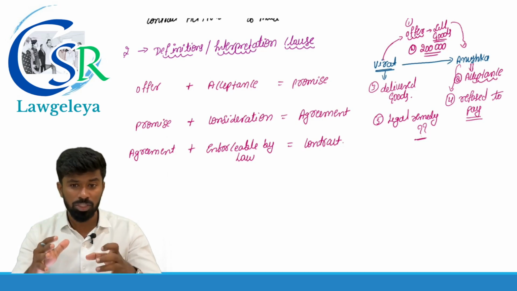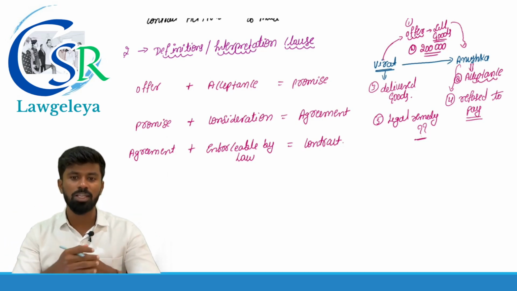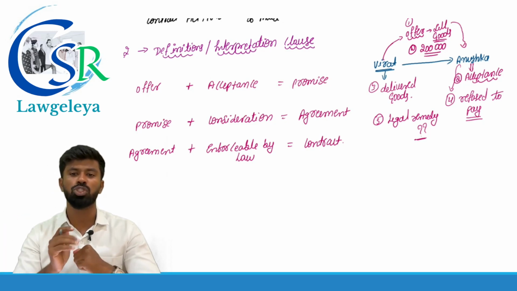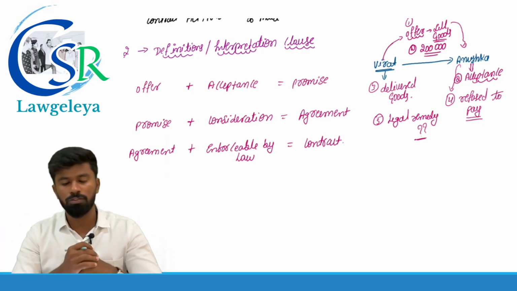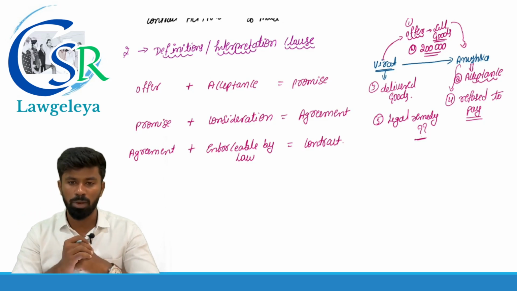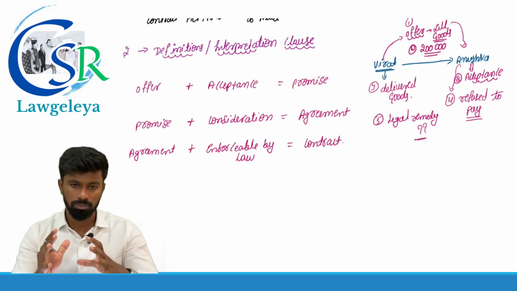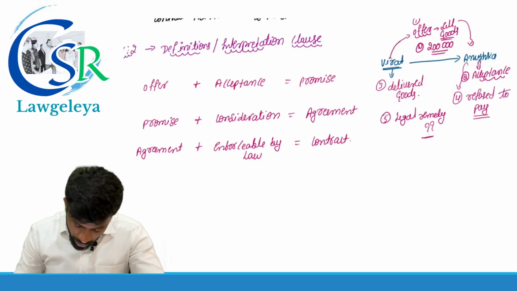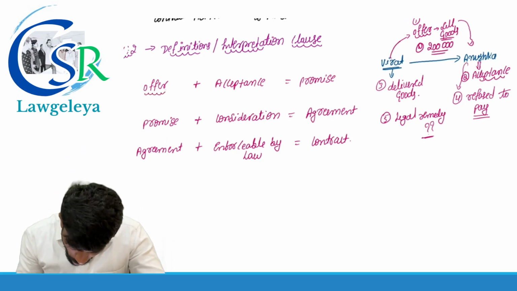If he has the right, the court will enforce the right of Virat and compel Anushka to pay the agreed amount of 2 lakh. So let us discuss one by one. To be a contract, what is the first step? There must be an offer.